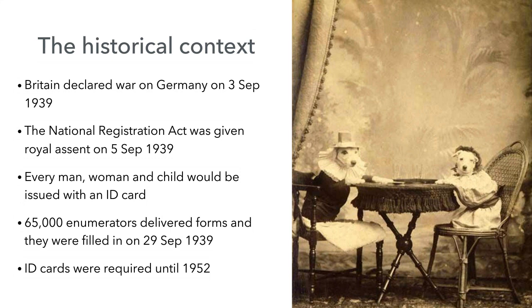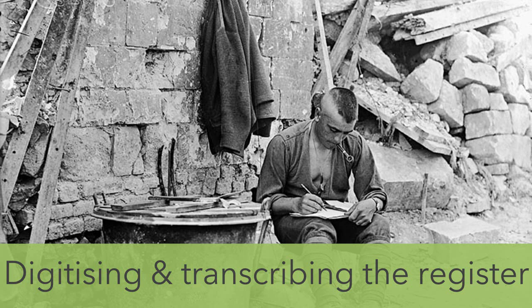65,000 enumerators delivered forms around the country, and the occupants of homes filled these in on the 29th of September 1939. A day or two later, the forms were collected and written into books, with the cards issued soon after to the population. So, as I said, these books were filled in by those 65,000 diligent enumerators, and they're what we now call the 1939 register. They've been scanned and transcribed by us here at Findmypast in partnership with the National Archives.